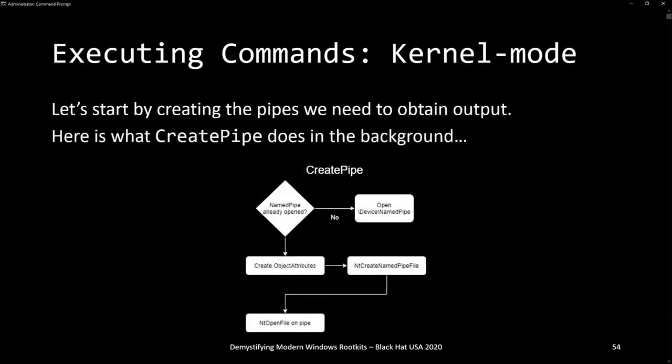So first, let's begin by re-implementing the create pipe function. What the create pipe function does in the background is it'll check if the device named pipe is already opened. If it is not, it'll go ahead and open it. Then it'll set the root directory for the object attributes for the brand new pipe to this named pipe device. When it calls create named pipe file, it'll use the access rights generic read because this function creates both a read handle and a write handle. Once the pipe is created, it'll call open file with the root directory set to this brand new pipe. This is used to obtain a write handle for that pipe.